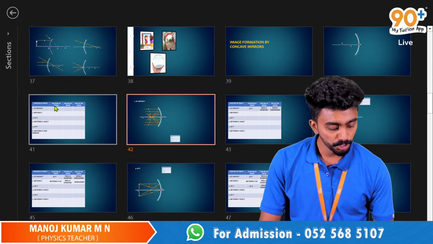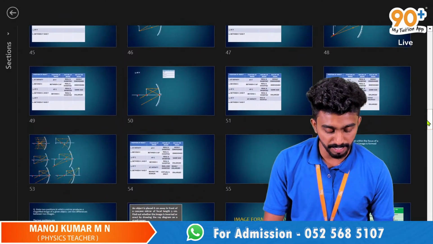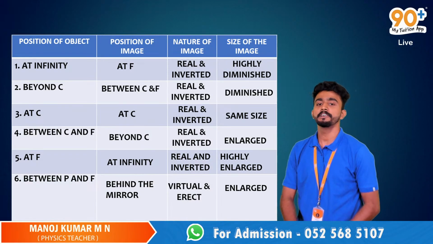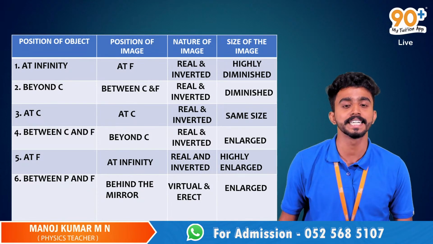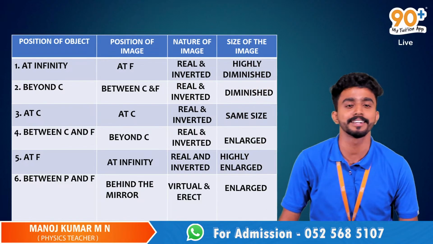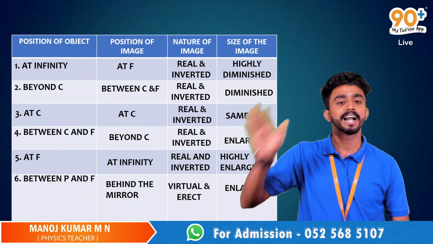So I hope you have done with the table. Everyone done with this table? Let me know. In the case of a concave mirror, if we are keeping the object at infinity, we'll get the position of the image at F and the nature of the image as real and inverted, the size of the image as highly diminished.